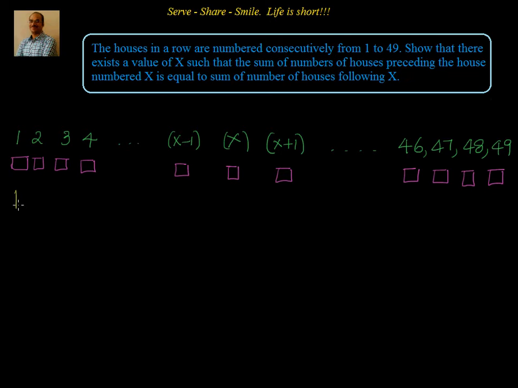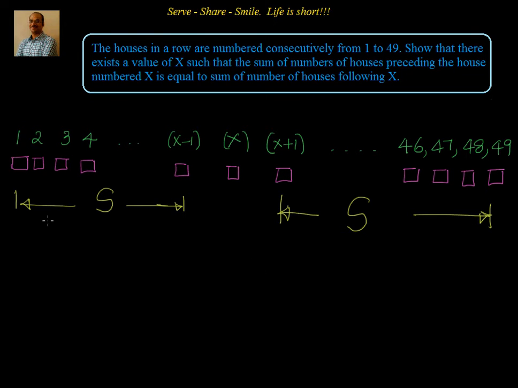That means if I start from 1 and go to a number before x, that is x minus 1, the sum of all these numbers, let us say it is equal to s, then that is also equal to the sum of all numbers following x. So I have to start from x plus 1 and go till the end. Let us say this sum is also equal to s. So these two are equal. Now we have been given that the sum of all the house numbers starting from 1 to the number preceding x, that means x minus 1, is equal to the sum of all following x, that is x plus 1 to 49.